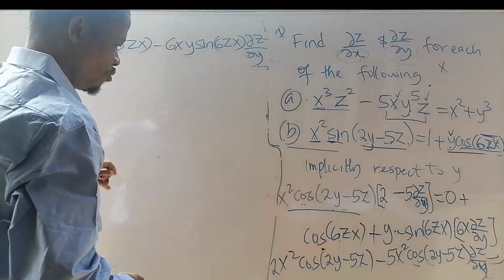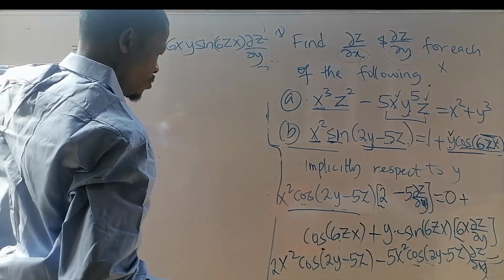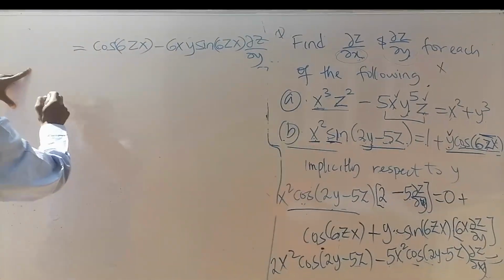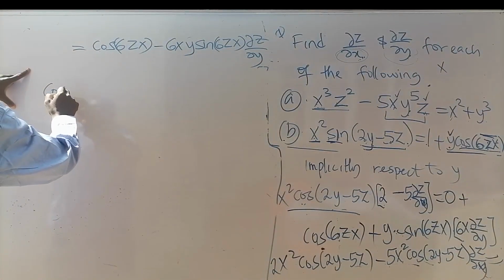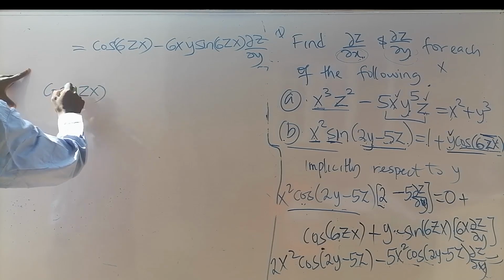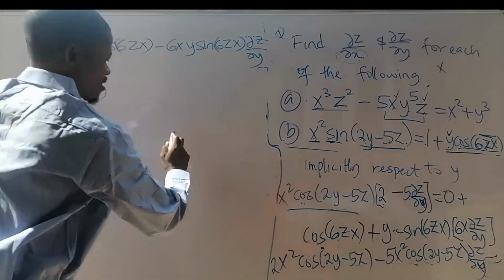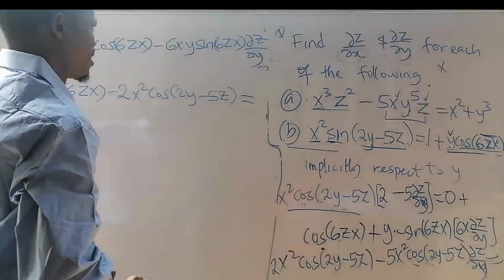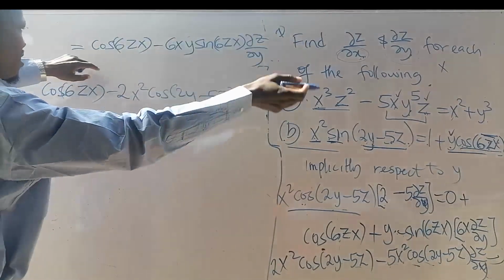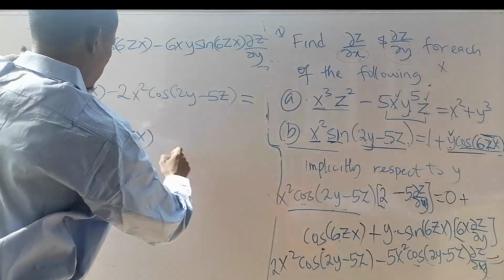Then the next thing to do is to move this one to the other side. That will be what? Cos 6zx. This one to the other side, equal to. Now bring your del z del y together. I'm bringing this one to the other side, then we have minus here.